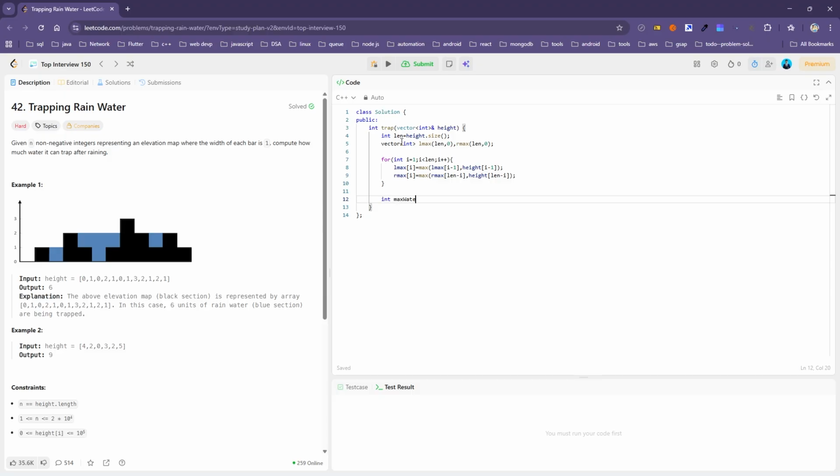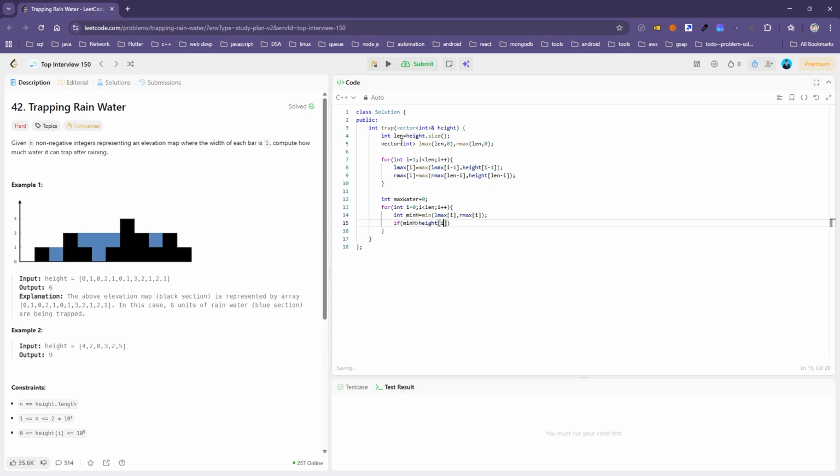So maximum water will be 0, for int i is 0, i is less than length, and i++, we will take the minimum height bar. So the minimum of Lmax at i, at this position, what is the minimum height bar toward the left? Sorry, what is the maximum height bar toward the left, and what is the maximum height bar toward the right? And we'll take the minimum of that. And if that minimum height bar has height greater than the current height.